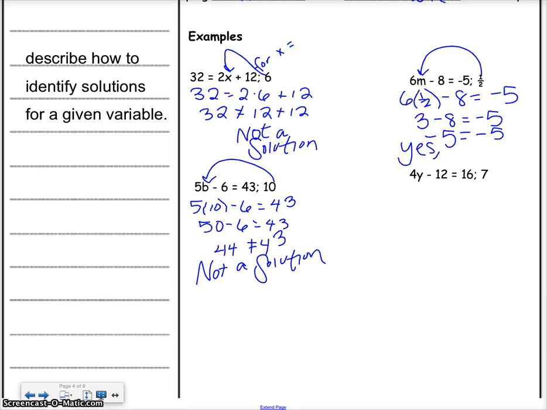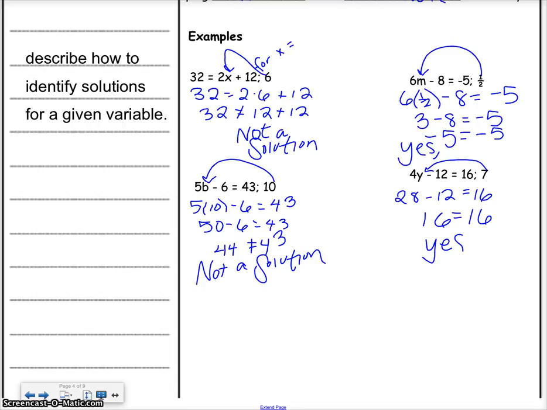What am I going to plug in on this next one? 7. So does 4y minus 12 equal 16, with y equaling 7? So does 28 minus 12 equal 16? Notice I evaluated right away. I didn't show what I've been doing everywhere else because I think you get that now. So yep, it sure does. 16 does equal 16. Yes, it is a solution.